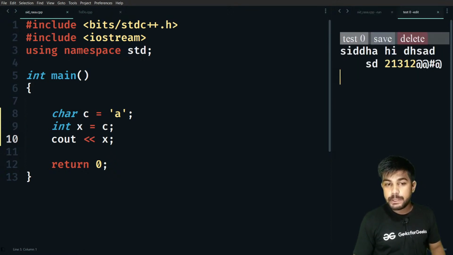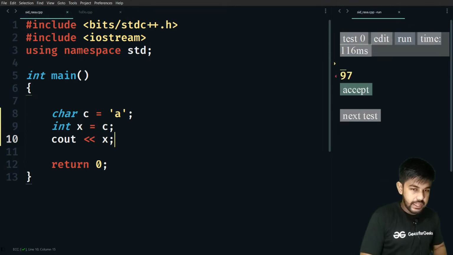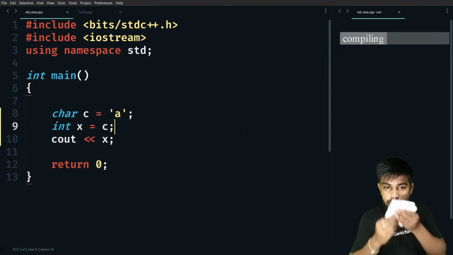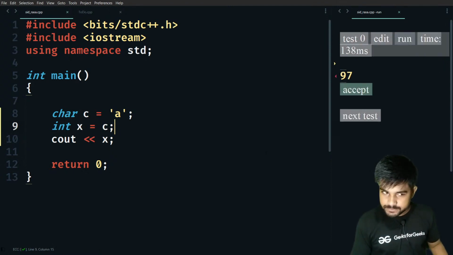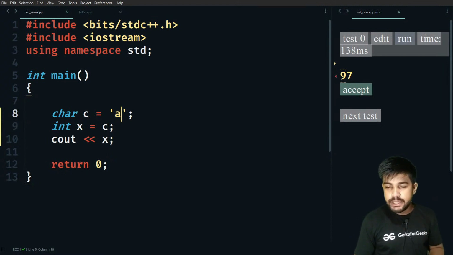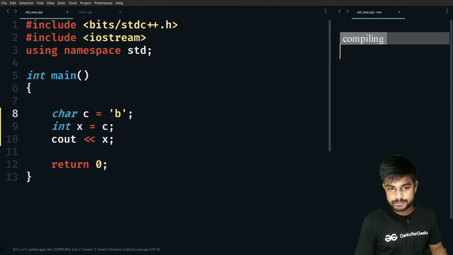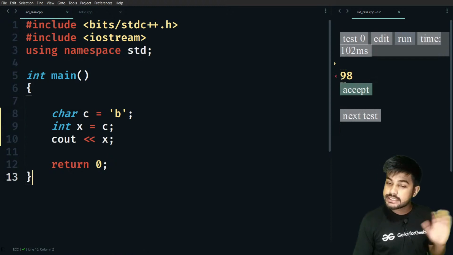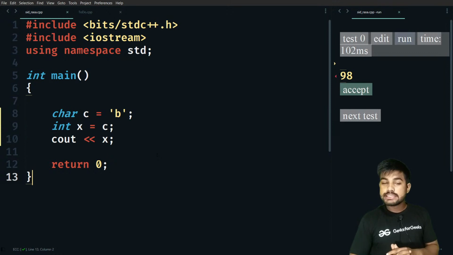The value of a, when you assign it to an integer, is 97. And what would be the value of b? It won't be arbitrary, but it would be the value of a plus 1. That would be 98. And it would be the same. It is fixed, and this is known as ASCII.